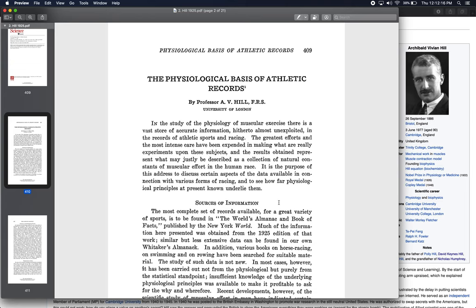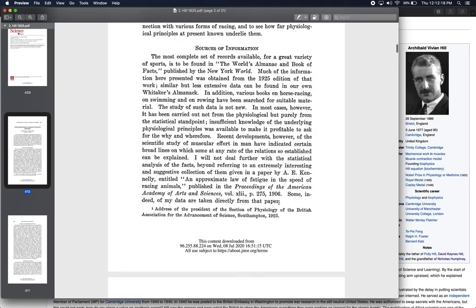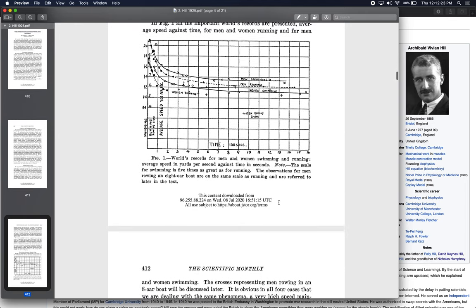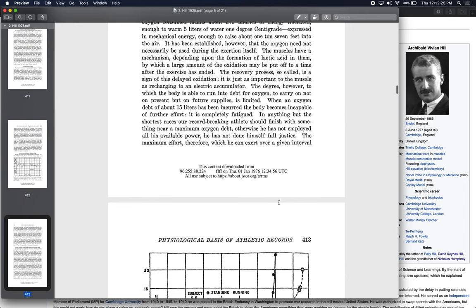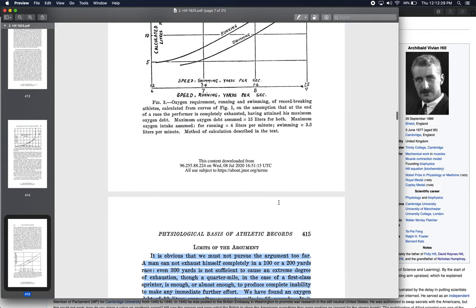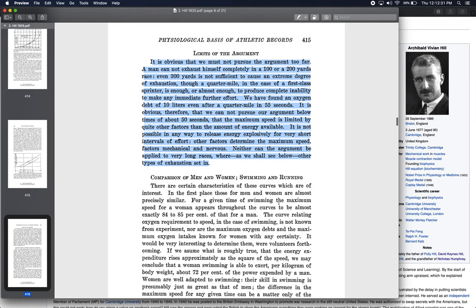But the part that's relevant for sprinting is down here, a few pages down, on, I believe, page 8 of the physical document, and I think page 415 or so of the actual paper. Yeah, here it is, where he says limits of the argument.